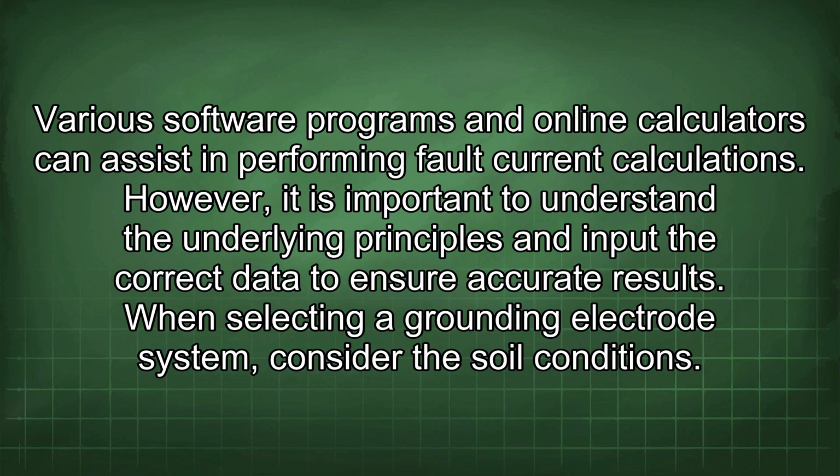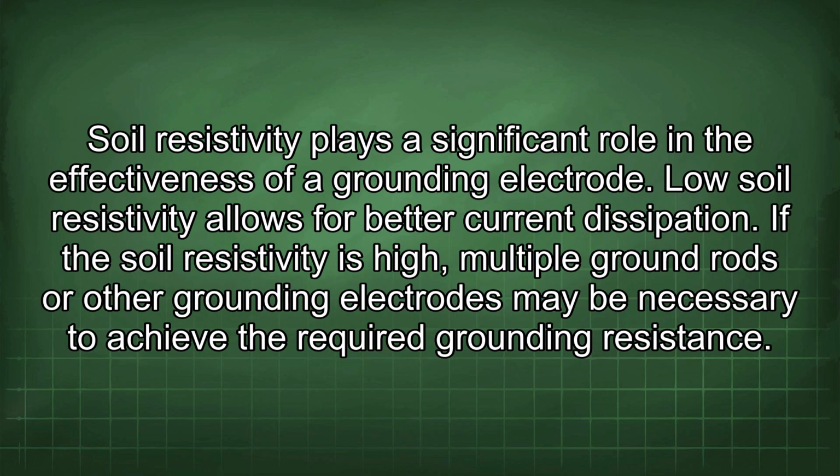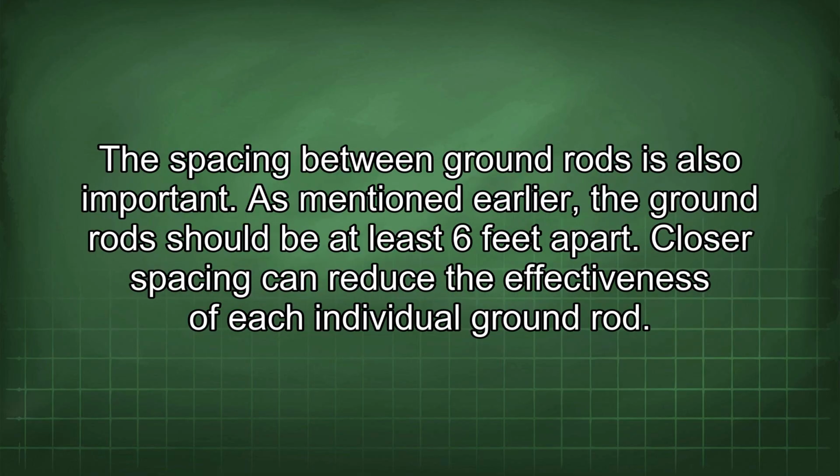When selecting a grounding electrode system, consider the soil conditions. Soil resistivity plays a significant role in the effectiveness of a grounding electrode. Low soil resistivity allows for better current dissipation. If the soil resistivity is high, multiple ground rods or other grounding electrodes may be necessary to achieve the required grounding resistance.